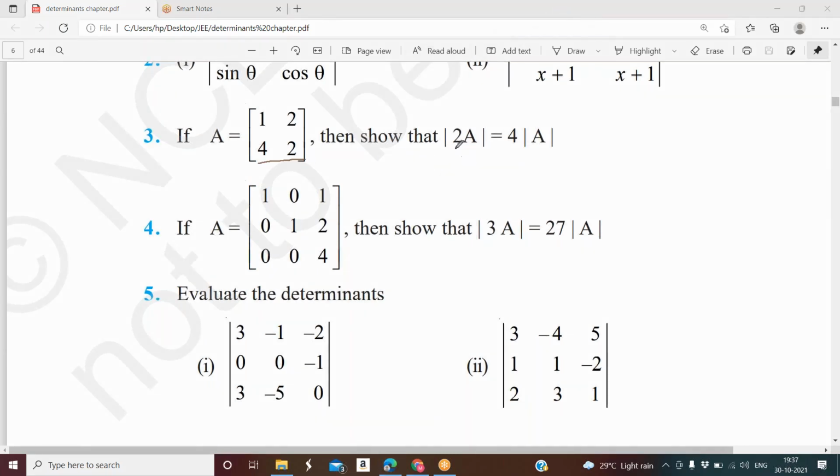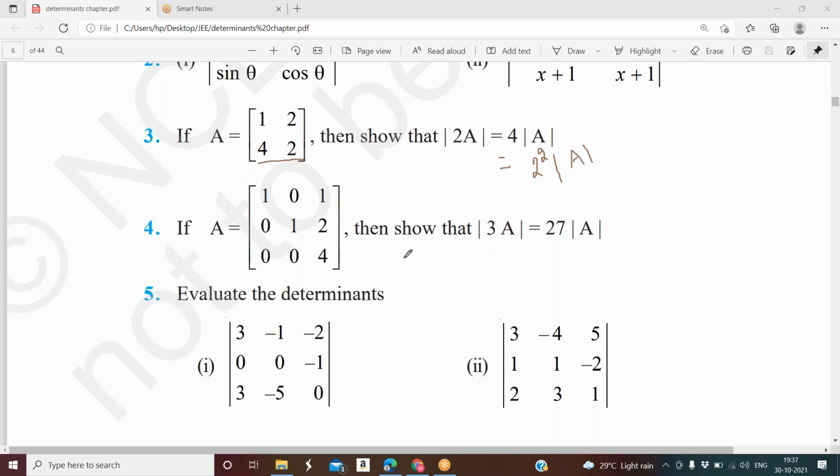If it's a 2 by 2 matrix, then determinant 2A is 2 square, 4, times determinant A. Since the given matrix is a 2 by 2 matrix, the determinant of 2A is equal to 4 times, or 2 power 2 times, determinant A.